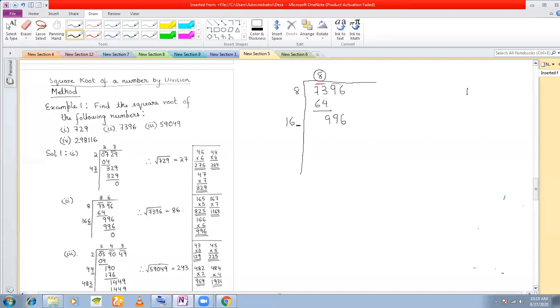First digit we take is 1. So let me place a 1 here. 161. And you multiply it with 1. You get 161. Okay, which is much less than 996. Next digit that we try is 2. So this is 162 into 2.